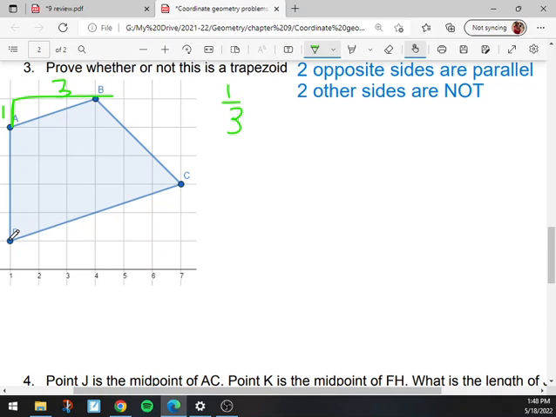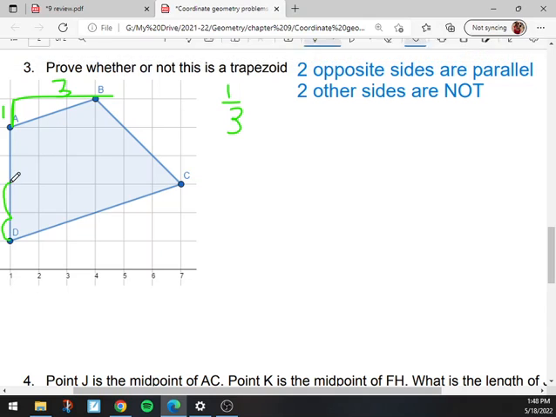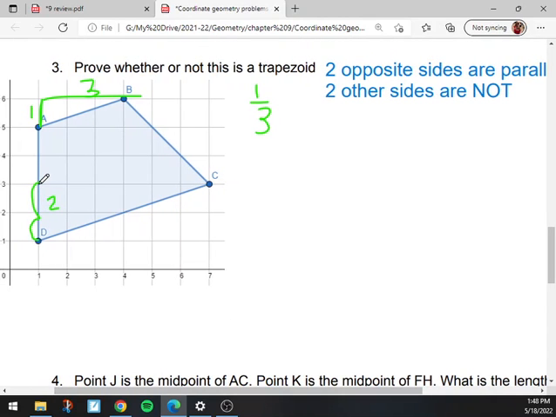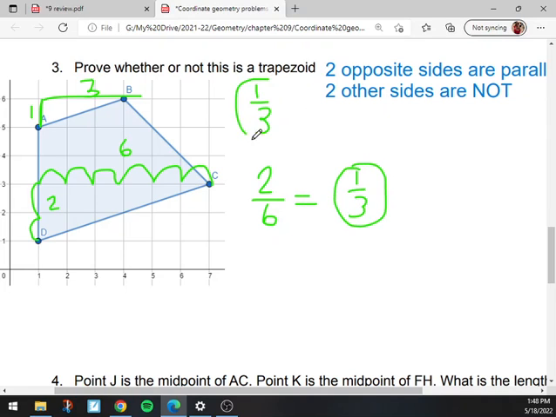Let me check it out. 1, 2. That's not a good sign. 1, 2, 3, 4, 5, 6. 2/6. So I had 1/3 and 2/6. But I can use my calculator. 2/6 simplifies to 1/3. So those two are parallel then.